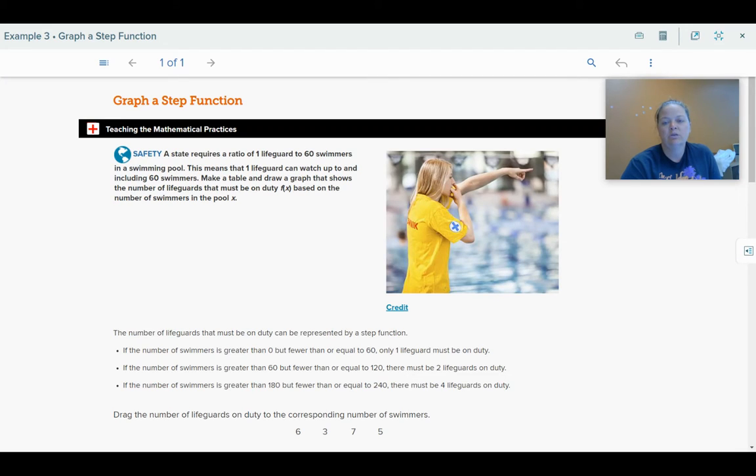Our last example is going to be on step functions. A state requires a ratio of 1 lifeguard to 60 swimmers in a swimming pool. This means that one lifeguard can watch up to and including 60 swimmers. Make a table and draw a graph that shows the number of lifeguards that must be on duty, f of x, based on the number of swimmers in the pool, x. The number of lifeguards that must be on duty can be represented by a step function.